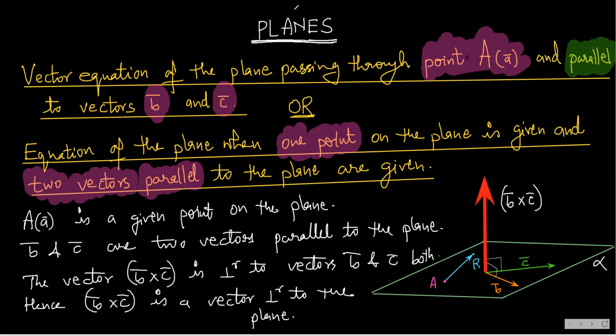I repeat again. I took any variable point on the plane. Now I take a vector starting from A with the terminal point as this variable point R. So this AR bar is also on the plane, and if AR bar is on the plane, it is perpendicular to the normal of the plane. You can simply shift it here and I can show it to you here. See here, AR bar is perpendicular.